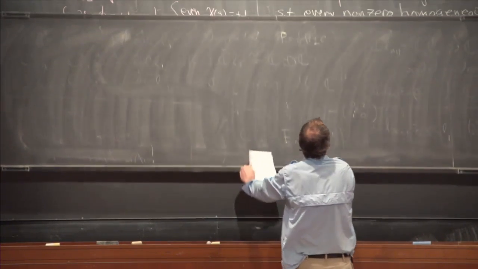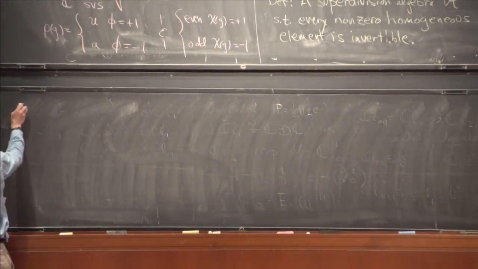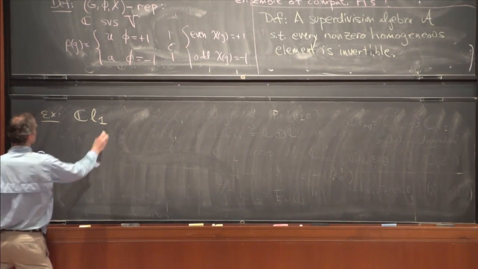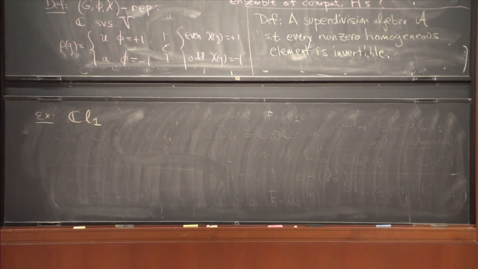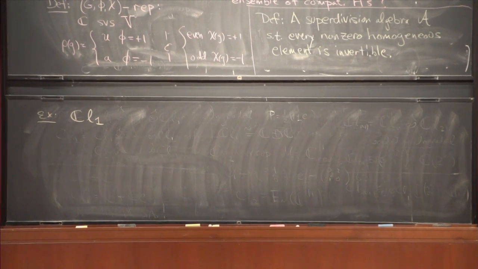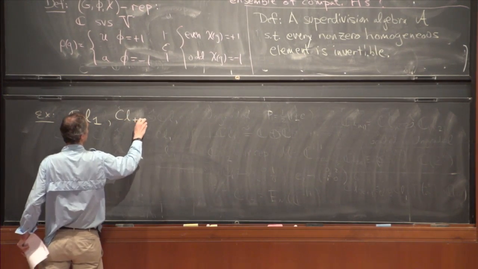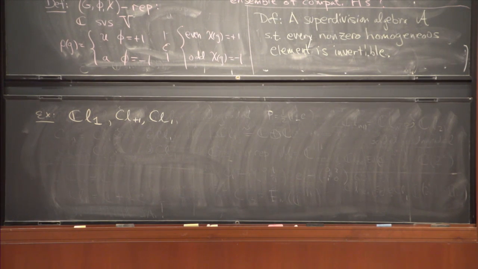So what's a good example of a superalgebra? Well, our friend, the first odd complex Clifford algebra, or for that matter, the real Clifford algebras. Same argument is going to work for Cl plus 1, Cl minus 1. I claim those are all superdivision algebras.